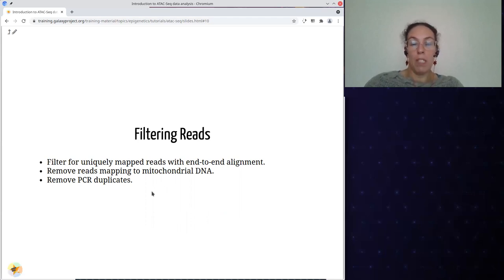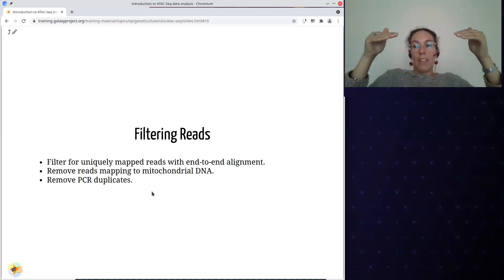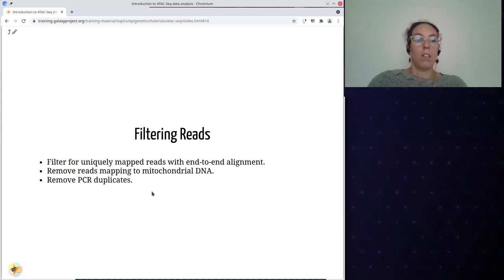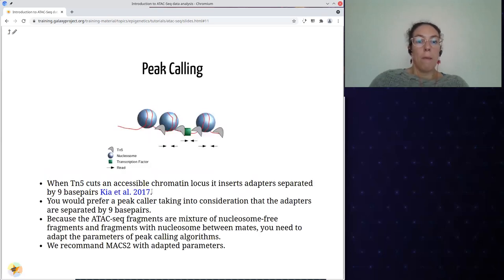Finally, we will remove the PCR duplicates. As I said before, if we have a pattern, we will use the pattern information to discriminate between the PCR duplicates that come from the same fragment. In the end, what you want to know is which regions of your genome are accessible.